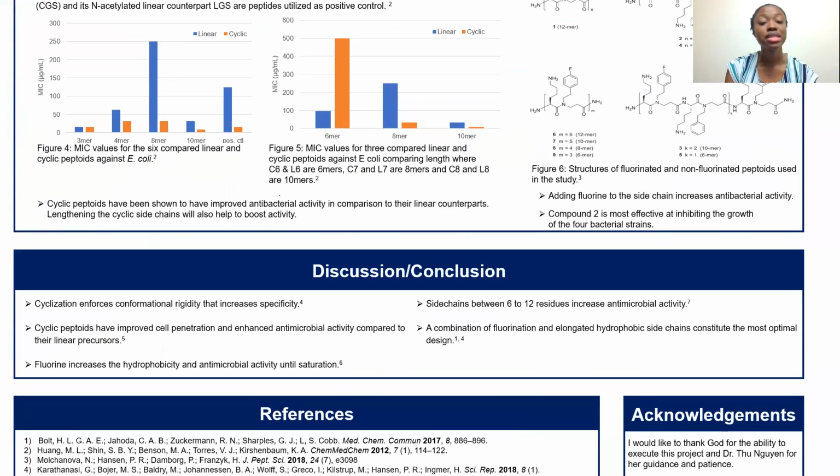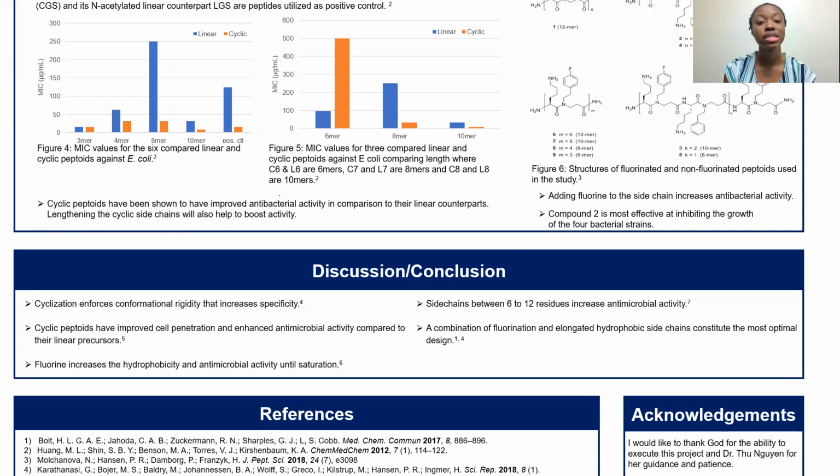In conclusion, cyclization enforces conformational rigidity that increases specificity. What that ensures is that the target is met every time whenever the cyclic peptide infiltrates the cell, and it increases its cell penetration.